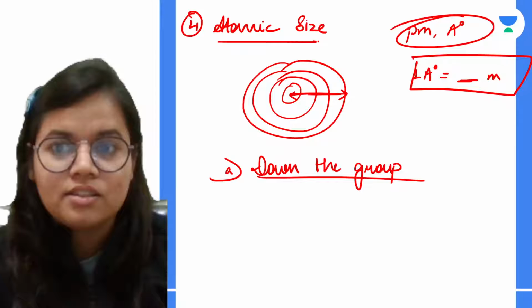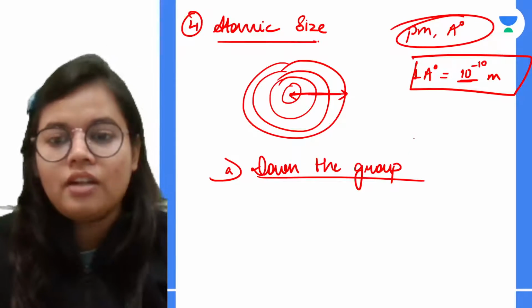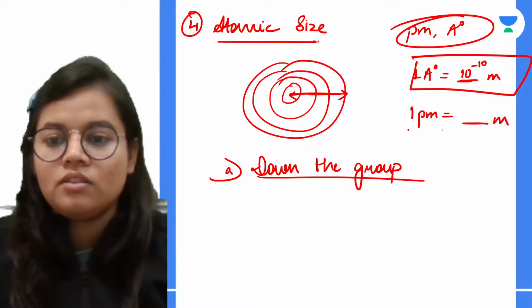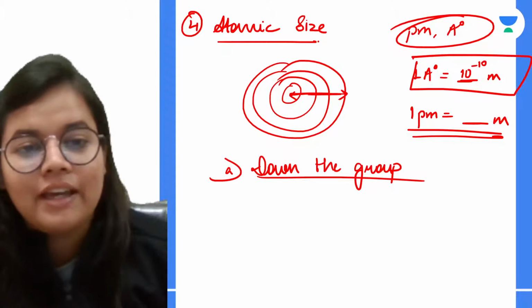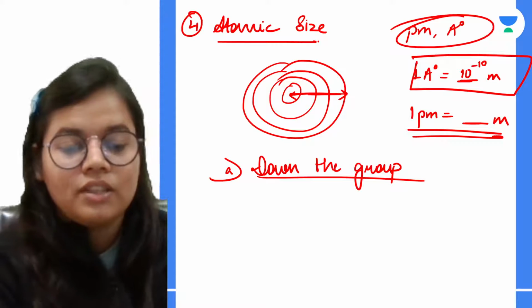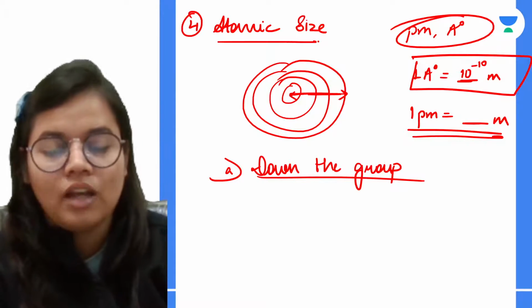Maybe power minus 10. Good. 10 raised to power minus 10 meter. And what is picometer? Do let me know with this also. Chaliye, what happens to the atomic size down the group? As we are moving down, what happens to atomic size?